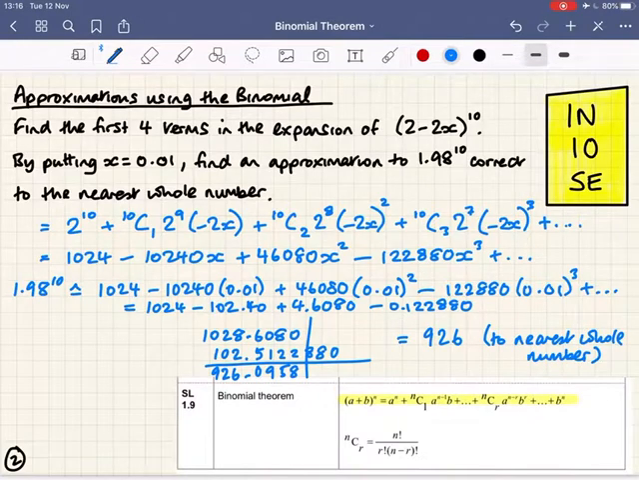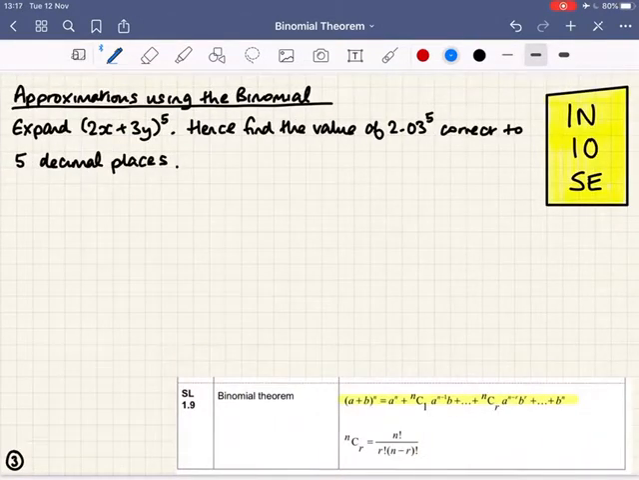A third example question then. Expand 2x plus 3y to the 5, hence find the value of 2.03 to the power of 5, correct to 5 decimal places. Well, you'll see here that we're not told this time what values to substitute in, but hopefully that will be fairly apparent from the number that we're given to find. And of course here there are two terms, x and y, which we'll require to substitute in. So that makes this more complicated than the other two questions. But let's do what it says, and the first thing is let's expand that out.